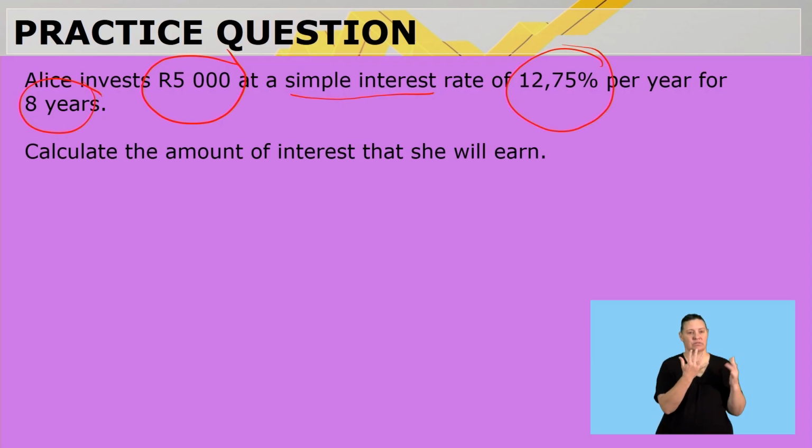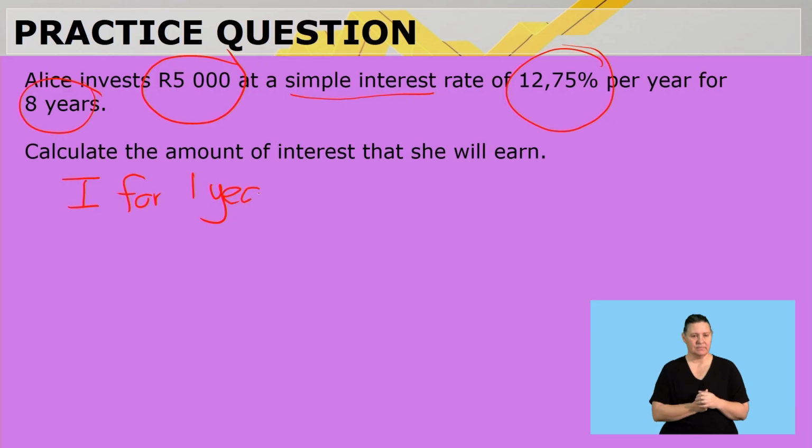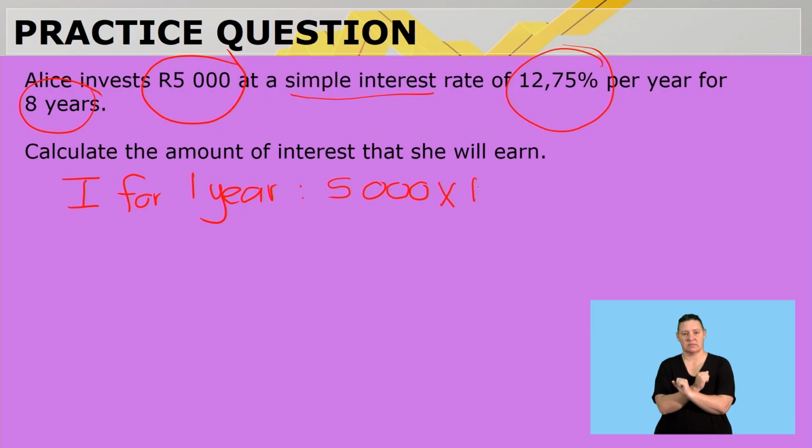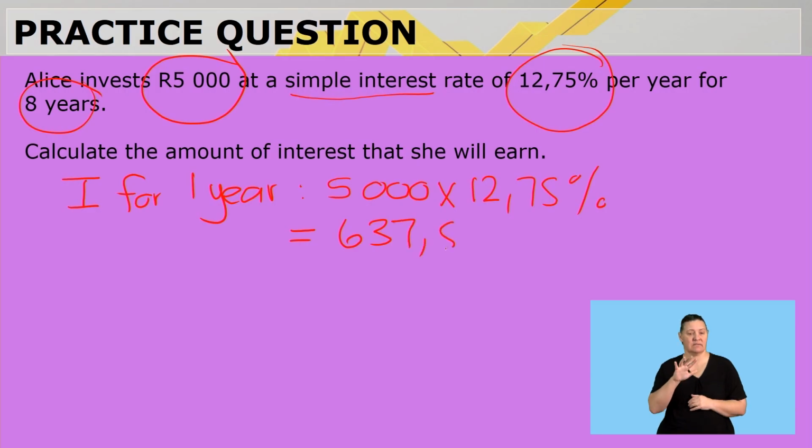So first, let's calculate the interest for 1 year. So what are we going to do? We're going to start with our initial value, 5,000, and we're going to multiply it with 12.75%. And that means that it's going to be 637.50 Rand per year.